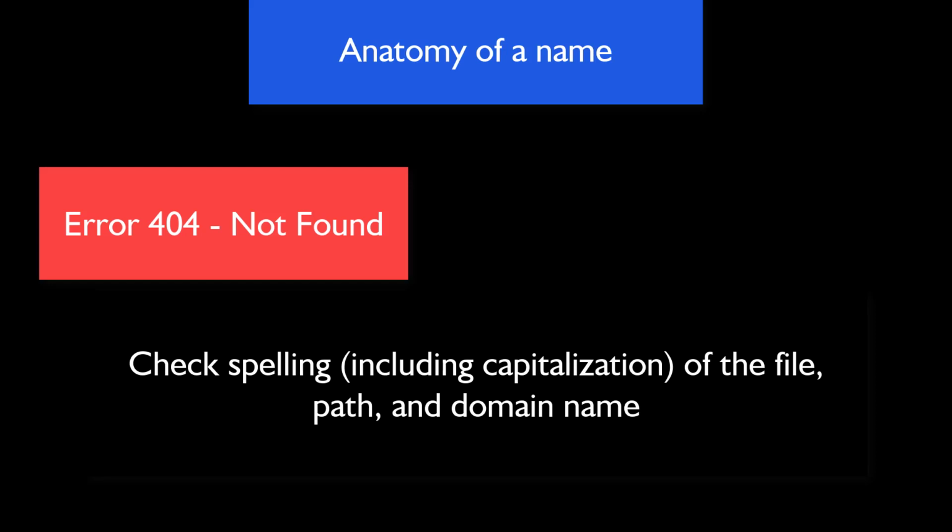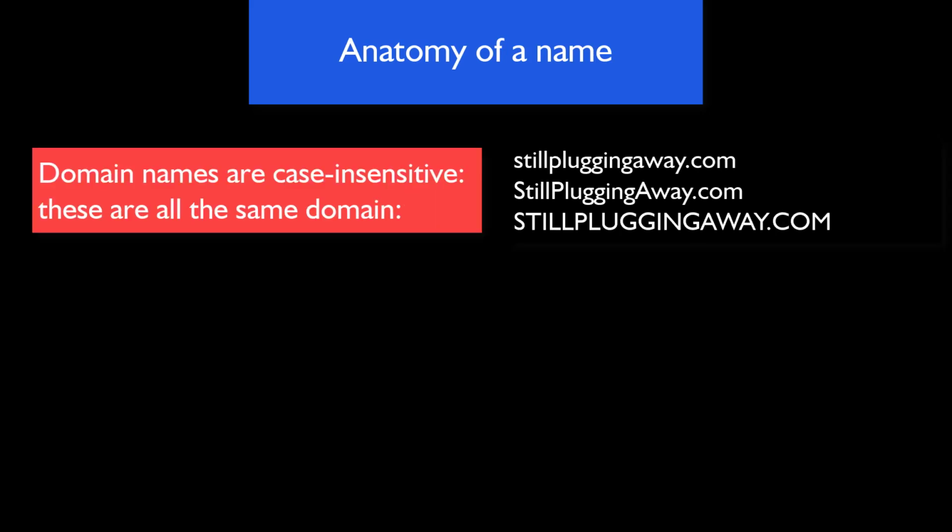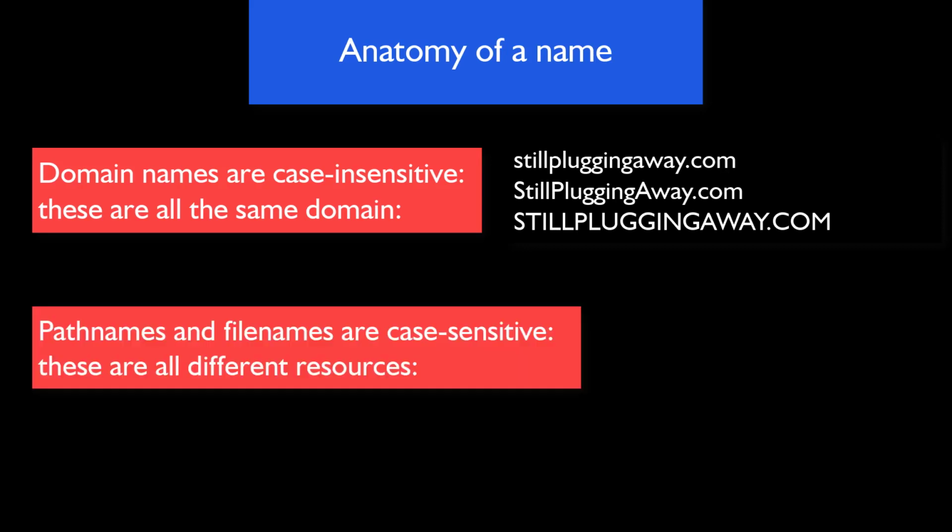Along this line, a couple of notes of interest. Domain names are case insensitive, so these are all the same. While on the other hand, path names and file names are case sensitive, so you must enter them with the correct capitalization. Windows users need to be careful. Recall that on Windows, all path names and file names are case insensitive. Best to get in the habit of using a consistent capitalization scheme.